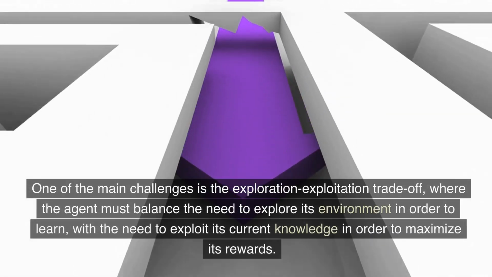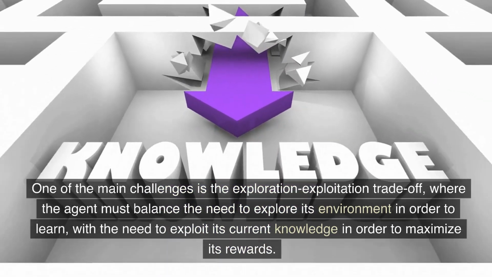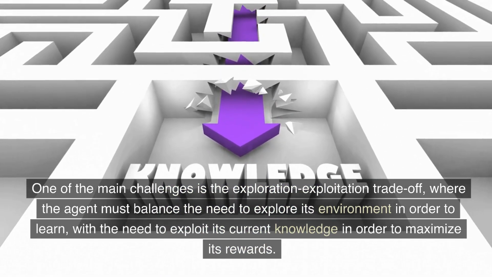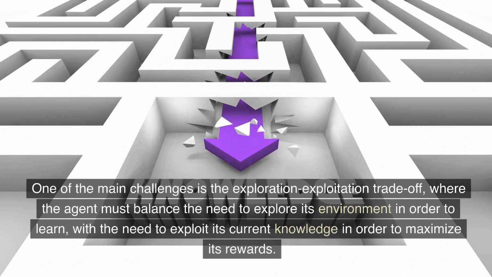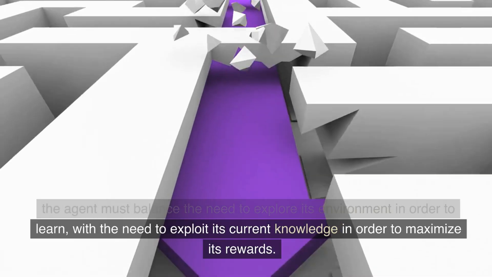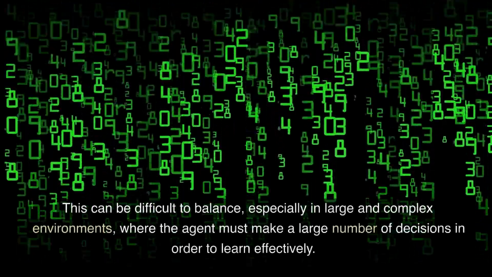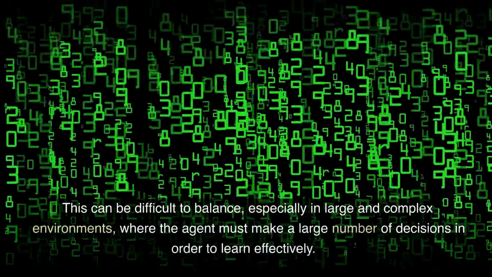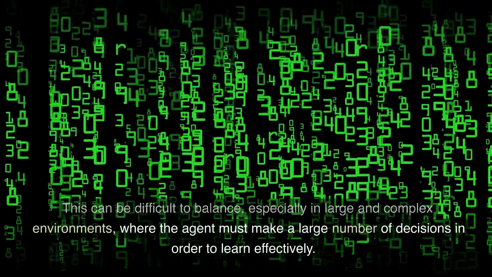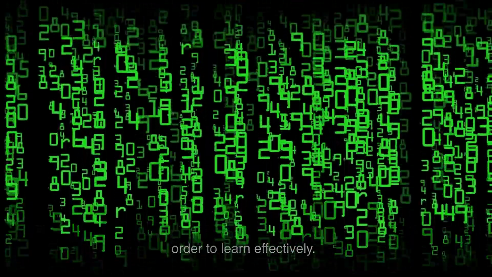One of the main challenges is the exploration-exploitation trade-off, where the agent must balance the need to explore its environment in order to learn, with the need to exploit its current knowledge in order to maximize its rewards. This can be difficult to balance, especially in large and complex environments, where the agent must make a large number of decisions in order to learn effectively.